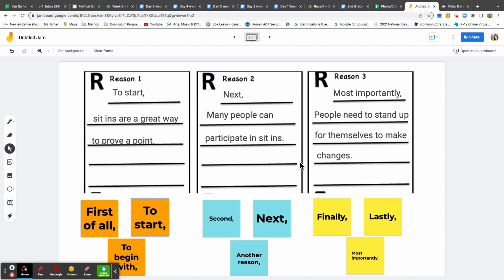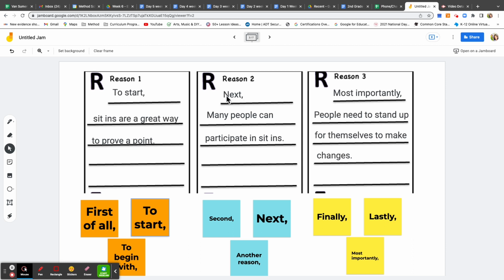For the next part, we are going to think about another different reason why you think it's a good idea or a bad idea to have sit-ins. Here are some sentence starters to help you begin your second reason. We have second, we have next, or another reason. Go ahead and pick your sentence starter and then write your next reason. Why you think it's a good idea or a bad idea.